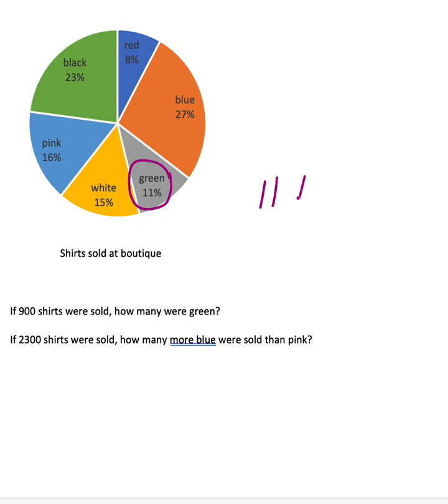Now remember, 11% is part of 100, so I'm going to have to change that to a decimal. We move the decimal twice, so 0.11. So I'll do 900 times 0.11, and we're going to get 99 shirts sold that were green. So 99 would be my answer here.